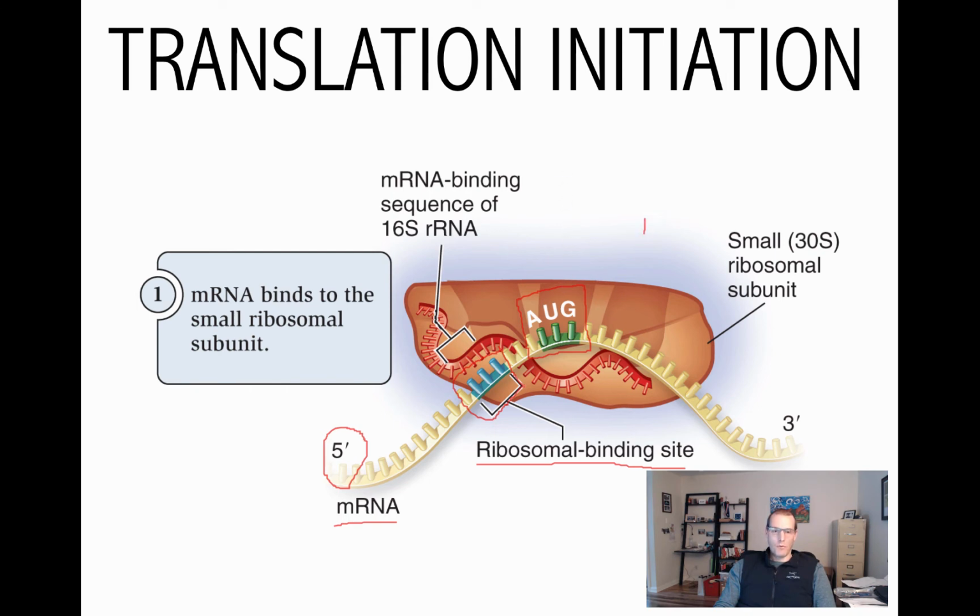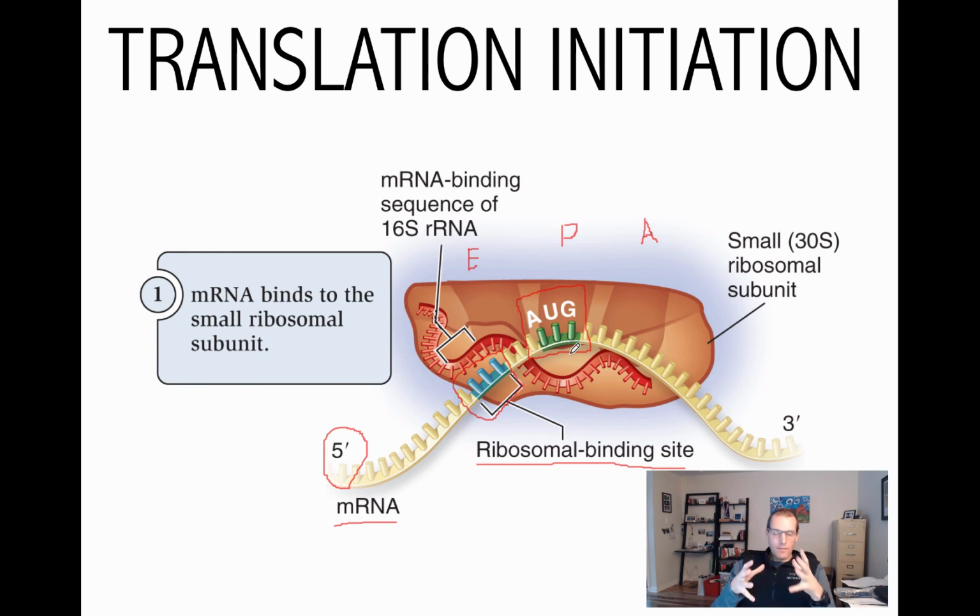So remember, we've got three sites. I'll try to write them in so you can read my terrible writing here. So we have an A site, and then in the middle is a P site. And then over on the left, as we're looking at it, is the E site. So we've got these three sites. And the AUG, remember, the start codon, is going to get positioned in the P site in the middle.